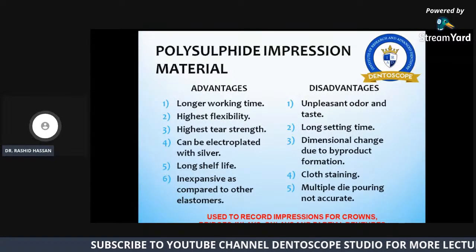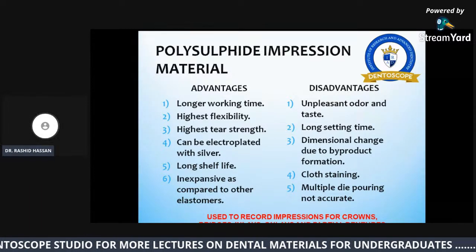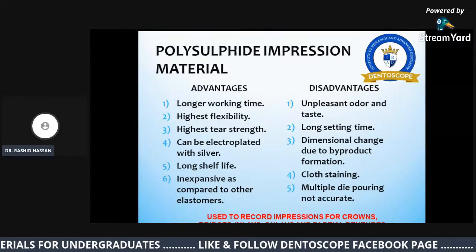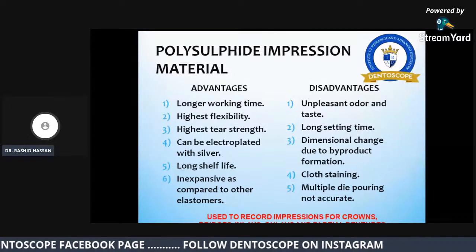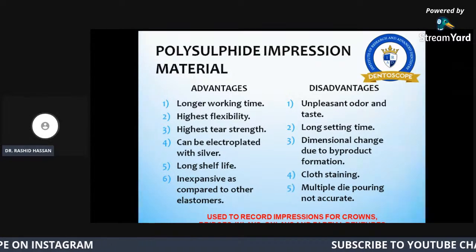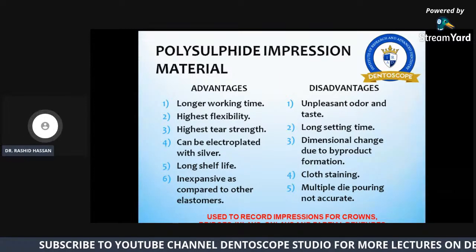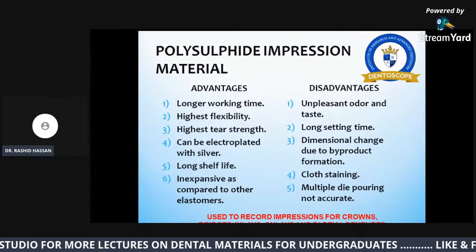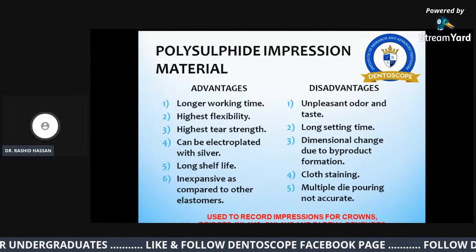So now let's compare the advantages and disadvantages. The first advantage of the polysulfide impression material is longer working time. I mentioned to you that 3 to 6 minutes is a good enough time for your assistant to easily mix the toothpaste-like material and get the required consistency. So 3 to 6 minutes is good enough time. So flexibility is high. That is a good advantage of the polysulfide.